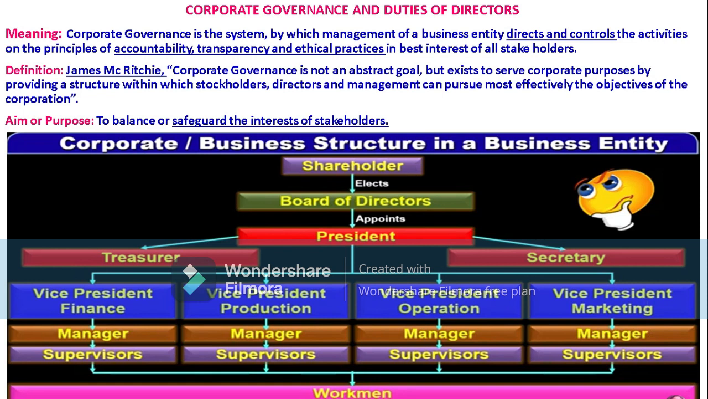So in this corporate governance, the major role is played by the directors of the company. Okay, so even though the owners of the company are the shareholders, okay, why?